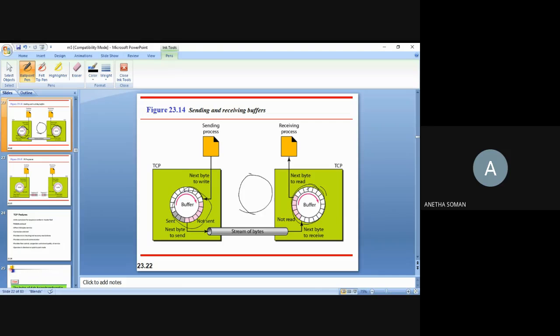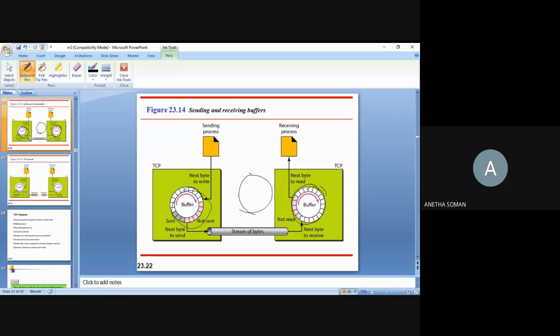Now, the gray colored chambers are nothing but the data you have already sent, but you have not yet received the acknowledgement. The colored area is the data that is about to be sent, right? So once you receive an acknowledgement from the receiving side, that gray area can be used for the sending process.